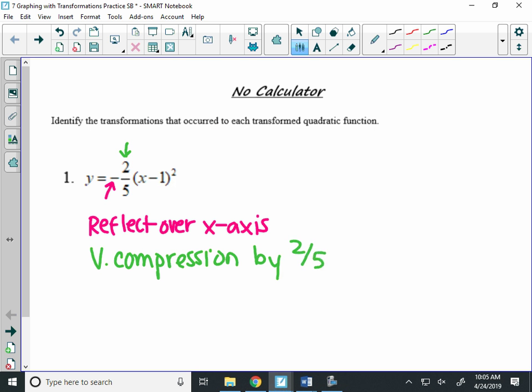So my graph flipped upside down over the x-axis. It compressed, it got shorter. Now the -1 inside the parentheses means that your graph went right 1 unit. And that's it for number 1.